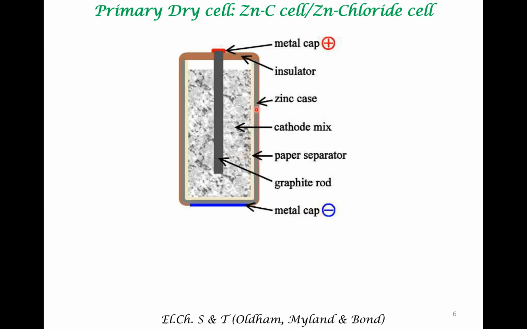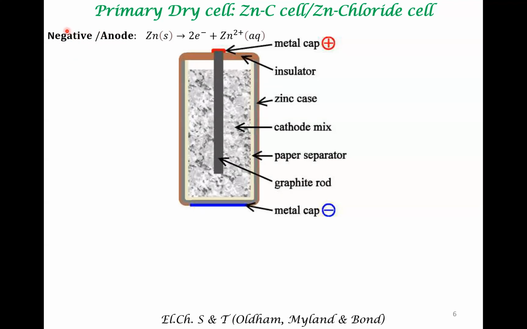And here the zinc case is there, which in time, as the battery gets discharged, the zinc will get oxidized to zinc 2 plus. So just to emphasize the reactions, the negative electrode or the anode. In this case, it's unambiguous. So anode is where oxidation occurs.